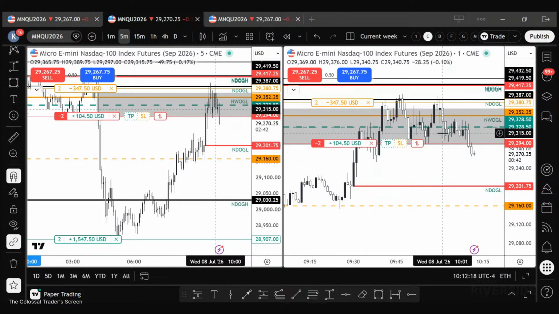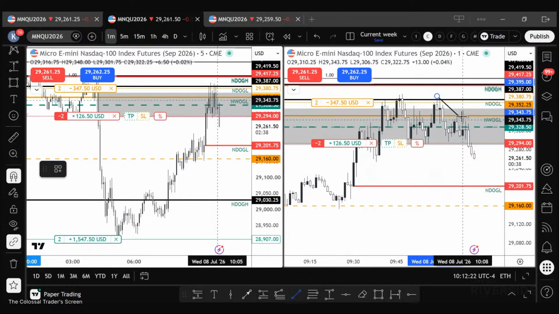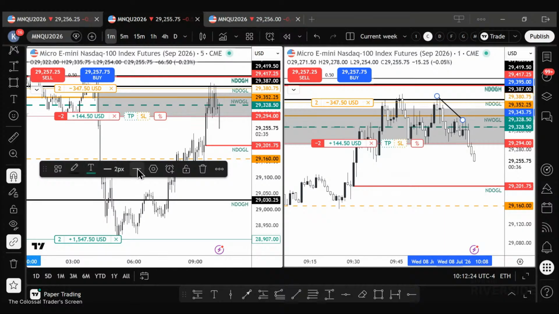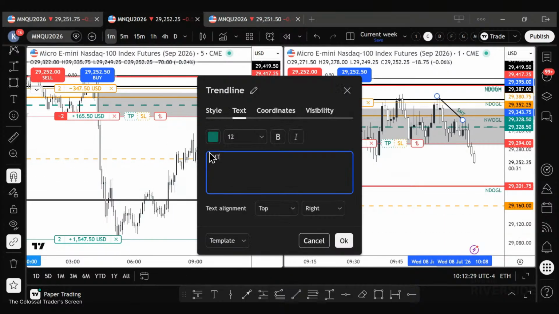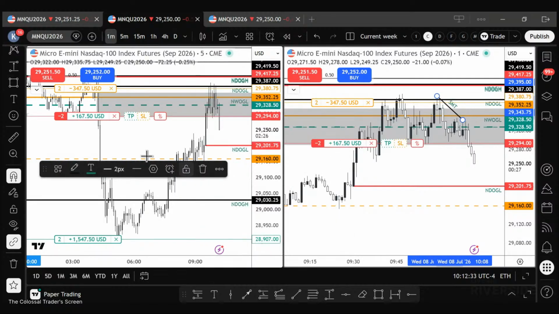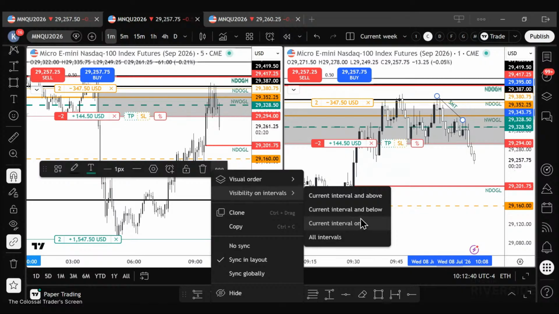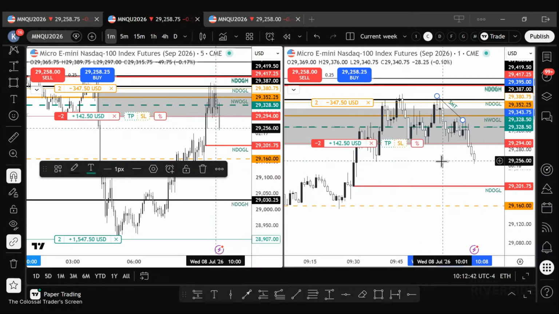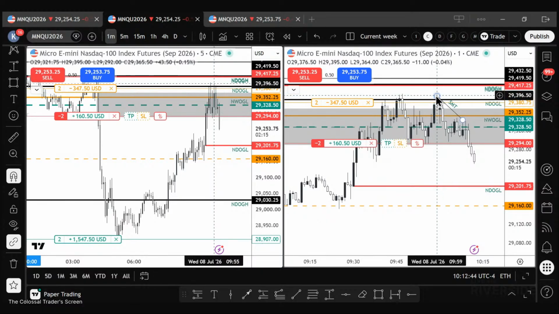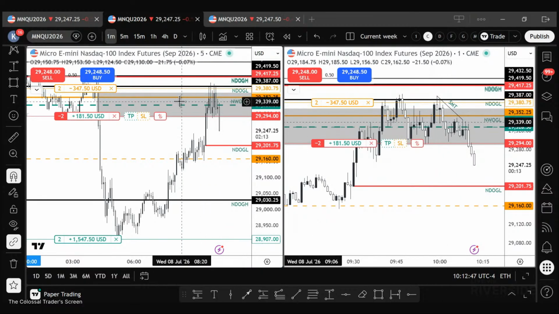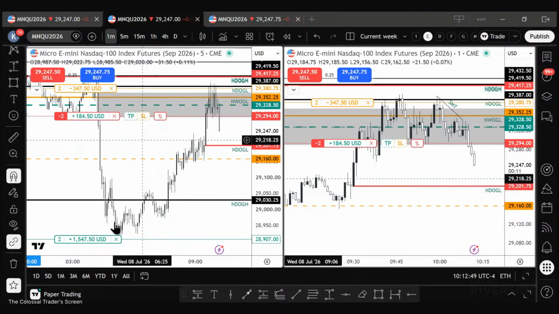I like how there was SMT between Nasdaq and S&P 500. We had this level here, so this is an SMT right here. This is the current interval below. I like how S&P took out these highs, Nasdaq did not, while we're in this 5-minute level that I can drop price. My eyes are on these lows here.